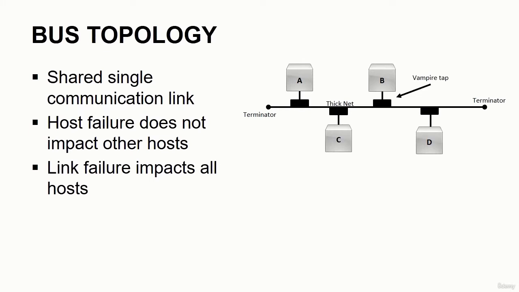So let's start with the most basic topology, a bus. In the old days of networking, this was the physical topology used by Ethernet networks. Nodes connected by thinnet coax cable with a vampire tap to a thicknet coax cable that was terminated on each end. In this type of network, if a host failed, it didn't impact any of the other hosts on the network. They could still communicate. However, if the link failed in any section, or maybe something happened to the terminator at the end, then the entire network would go down.